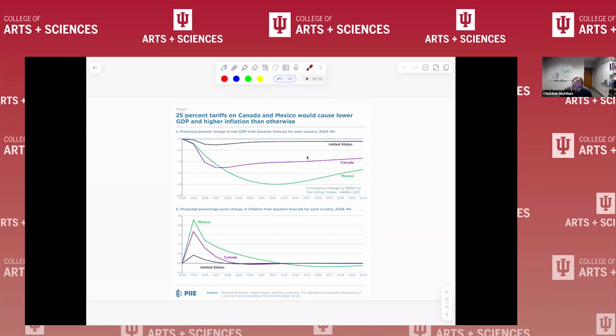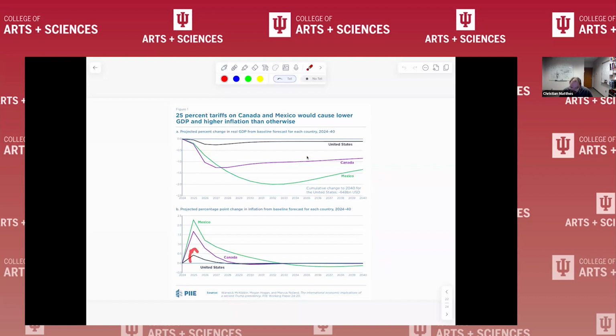We see for all these economies, there would be a decrease in GDP. That's what this graph shows. It shows percent changes projected, estimated percent changes in real GDP. However, interestingly, we see that the decline is smallest for the United States, but much, much larger for Canada, and in particular Mexico. Mexico will be hit really hard, both in terms of GDP, but also in terms of inflation.